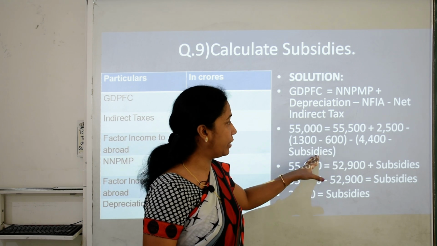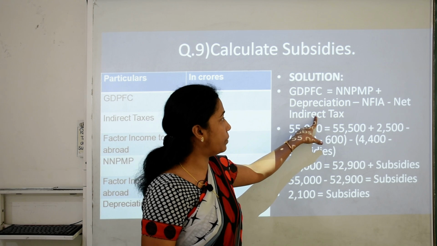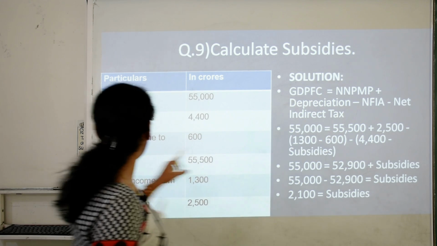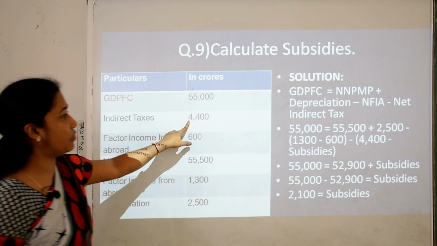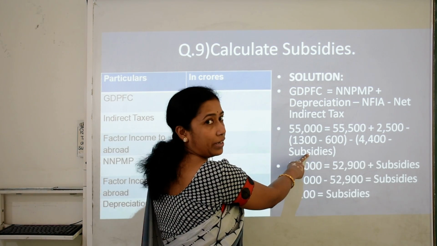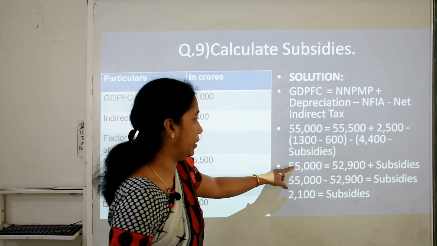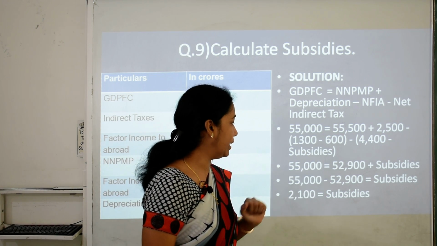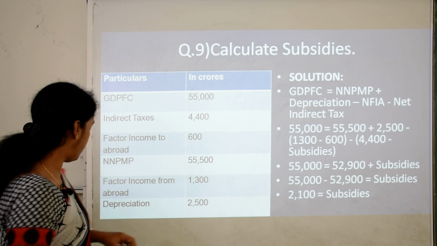Now here we need to find out the subsidies only. In this particular thing, net indirect tax is given here already. This is 4,400. We will apply here, but subsidies which is not given here. So we need to calculate this only. So after applying this formula, we will get 2,100 as subsidies.